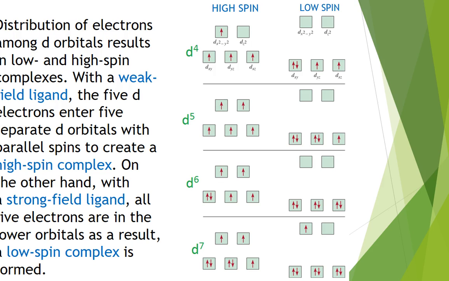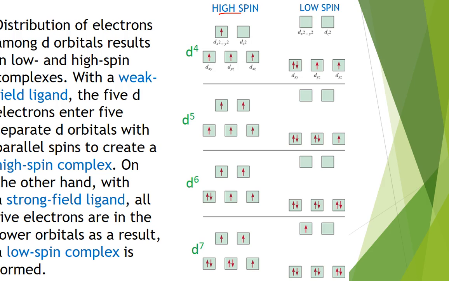Let us study the distribution of electrons now in d4, d5, d6 and d7. Here we have taken two types of complexes, high spin as well as low spin. With weak field ligands, the 5 d electrons enter 5 separate d orbitals with parallel spin to create high spin. So these high spin complexes are formed with weak field ligands. Weak field means they are not able to pair the electrons. So the electrons are occupying separate d orbitals.